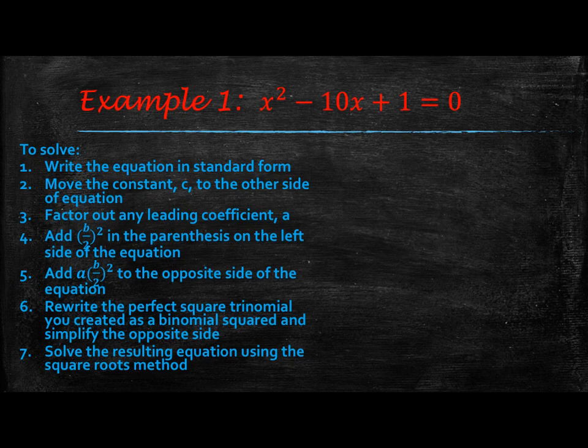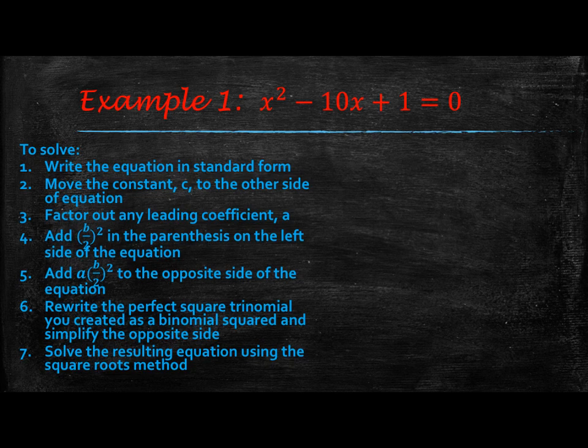Okay, so I've written the steps out to the side here for completing the square in case you need a refresher. And I'm just going to work out this problem following along with those steps. Okay, so the first thing you'd want to do is make sure that the equation is in standard form. x squared minus 10x plus 1 is in standard form. So we're going to move the constant c to the other side.